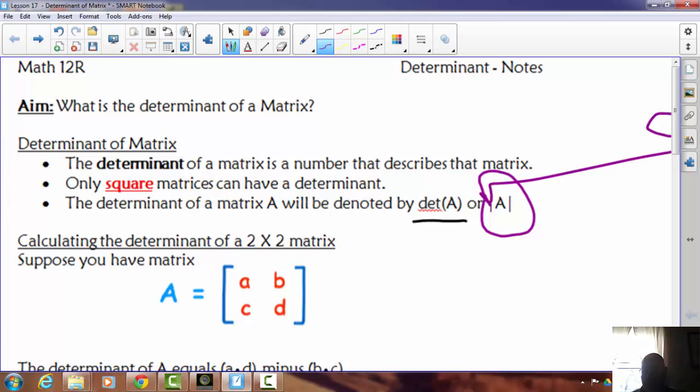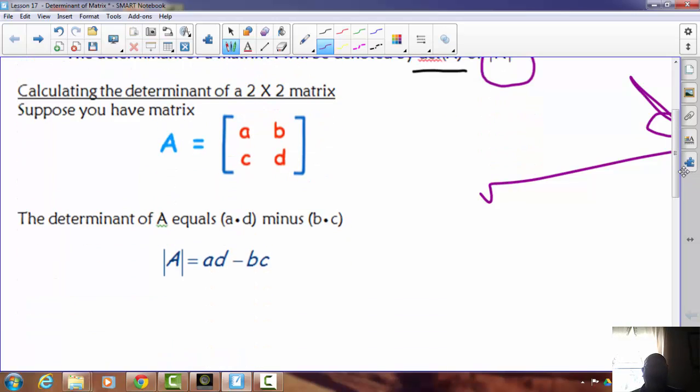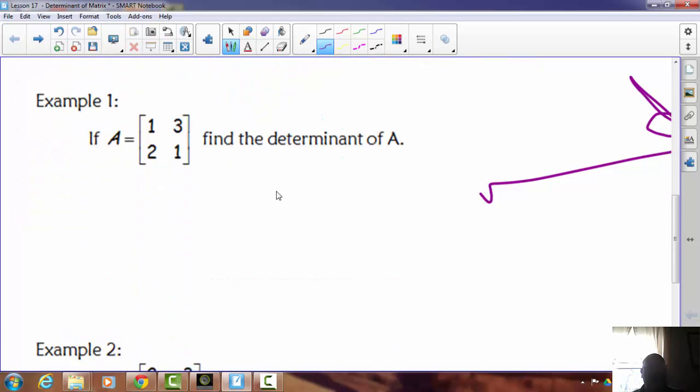So how do we calculate the determinant of a matrix? It's very procedural. We have A times D, so it's that cross product minus this cross product of B times C. So you multiply the top left, bottom right, and you subtract from that the product of the top right, bottom left.